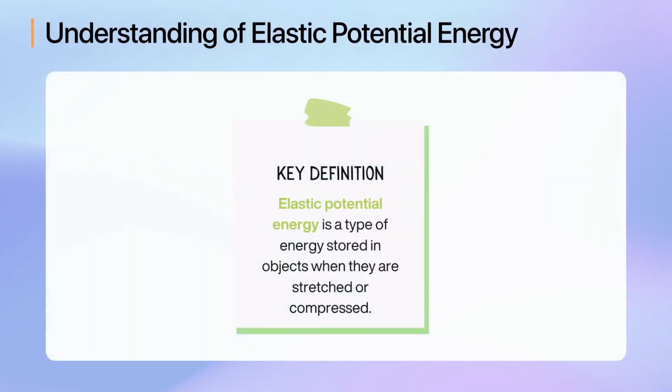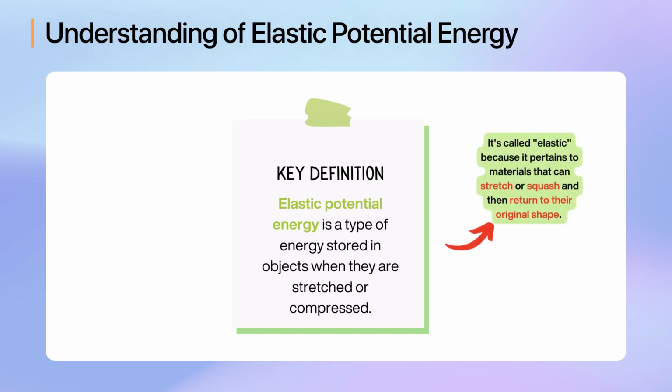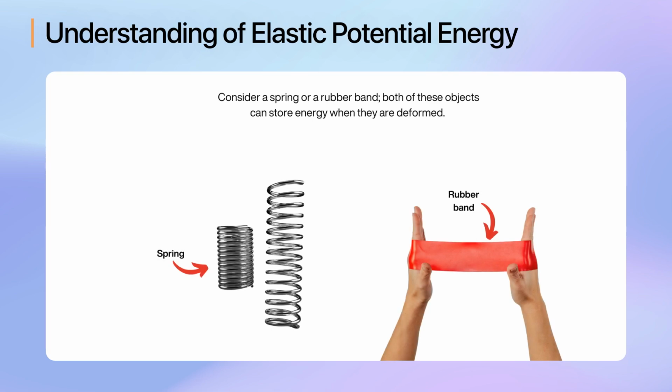Elastic potential energy is a type of energy stored in objects when they are stretched or compressed. It's called elastic because it pertains to materials that can stretch or squash and then return to their original shape. Consider a spring or a rubber band. Both of these objects can store energy when they are deformed.